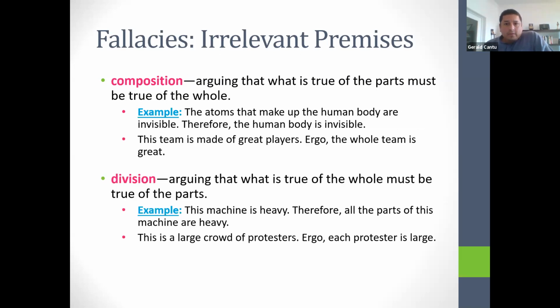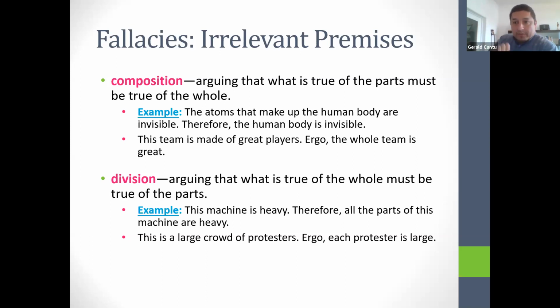Okay, now there's two arguments here that we've got to take as a pair. There are what are called fallacies of composition and fallacies of division. These are arguments where there's an attribution of a feature, any property or attribute, that you apply to parts and then you apply to a whole, or you do it the other way. You apply a feature to a whole, and then you apply it to its parts.